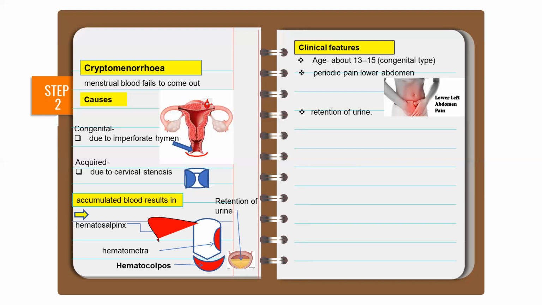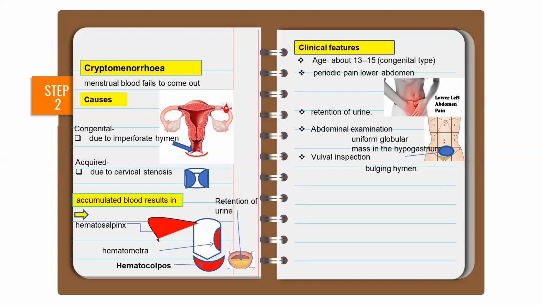The next symptom is the retention of urine. Then on examination of the abdomen, we get a uniform globular mass in the hypogastrium. Look at this. Next, we'll inspect the vulva. On inspection of the vulva, we get a bulging hymen. If you see this picture, here you can see the bulged hymen because the blood gets accumulated behind this hymen. Then on rectal examination, we find fullness of the vagina and a red mass.